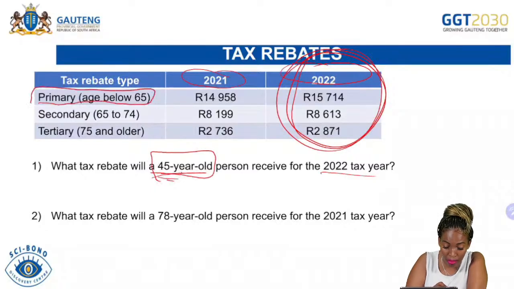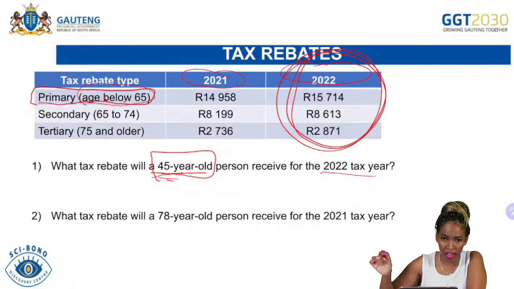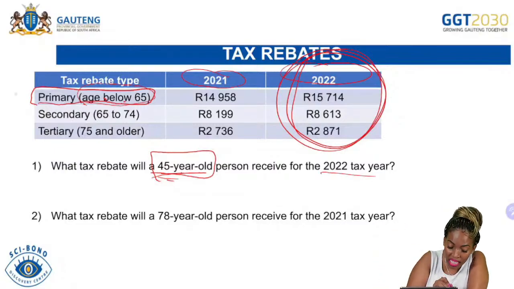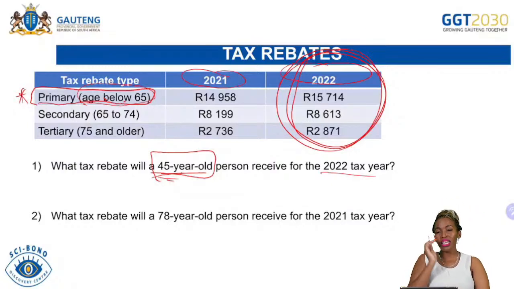And look, this is your primary rebate, because the primary rebate accommodates everyone. And then here, specifically people that are below the ages of 65, they will get the primary rebate. But this does not mean that it's limited to people that are below the age of 65. Even if you are above 65, even if you are 90 years old, you will still get the primary rebate. Remember what I said? With primary rebate, everyone that is a taxpayer qualifies for a primary rebate.